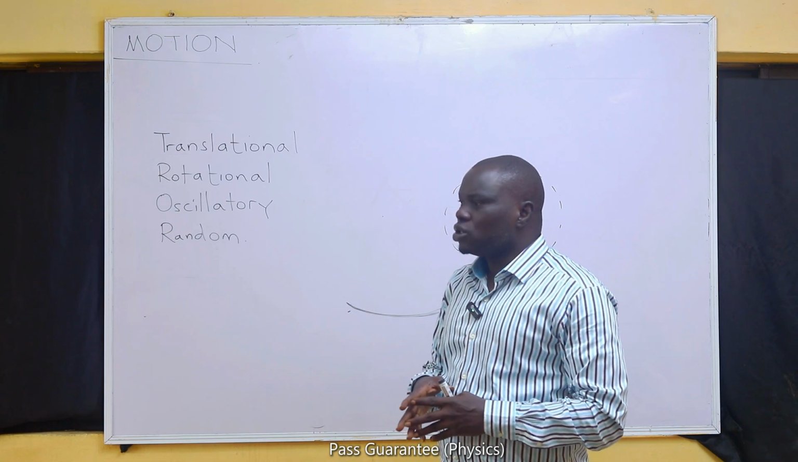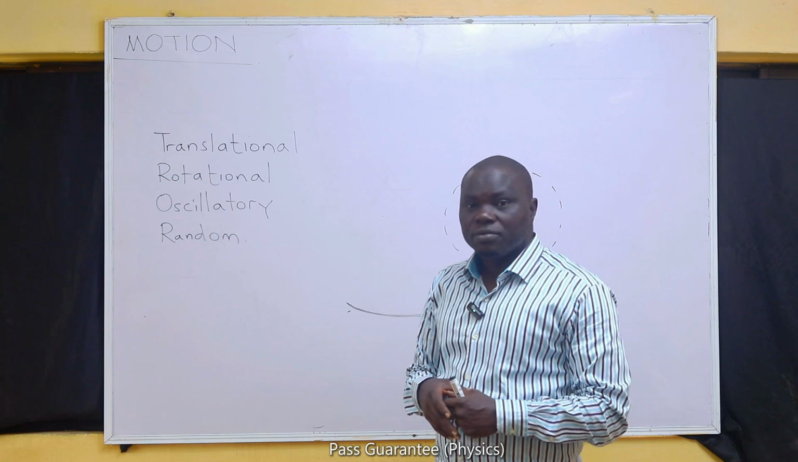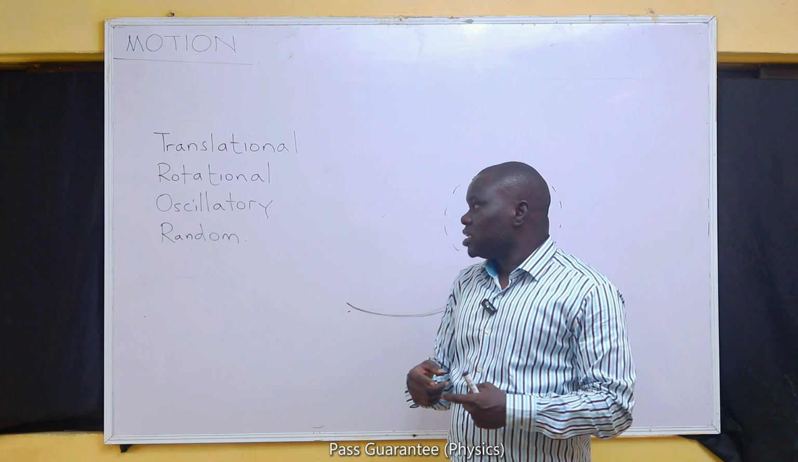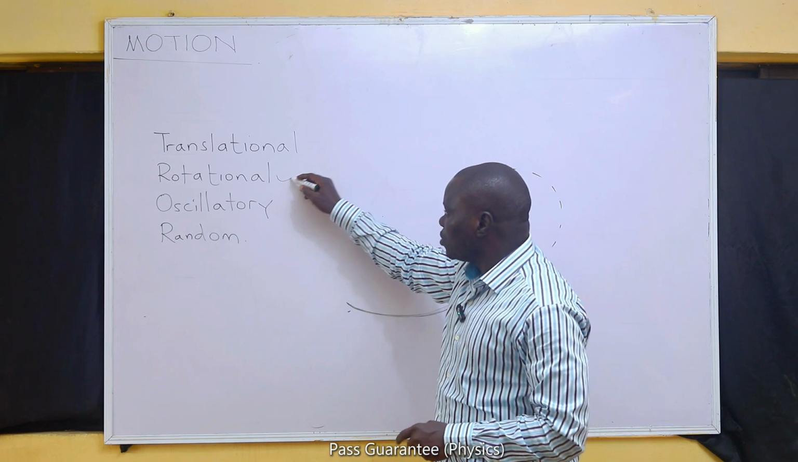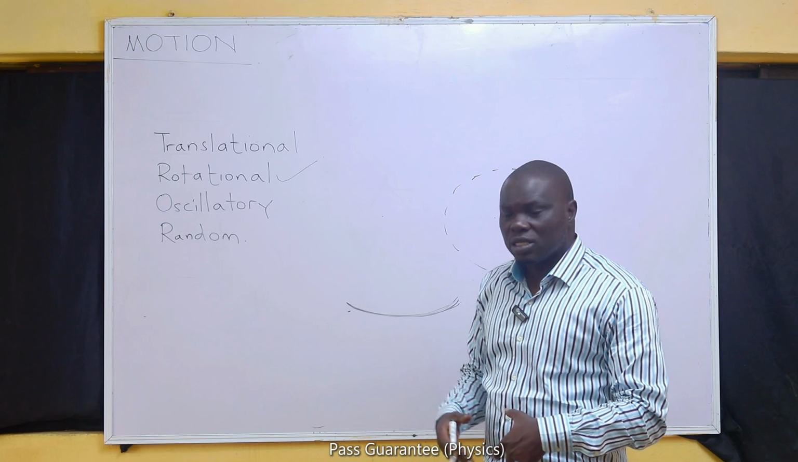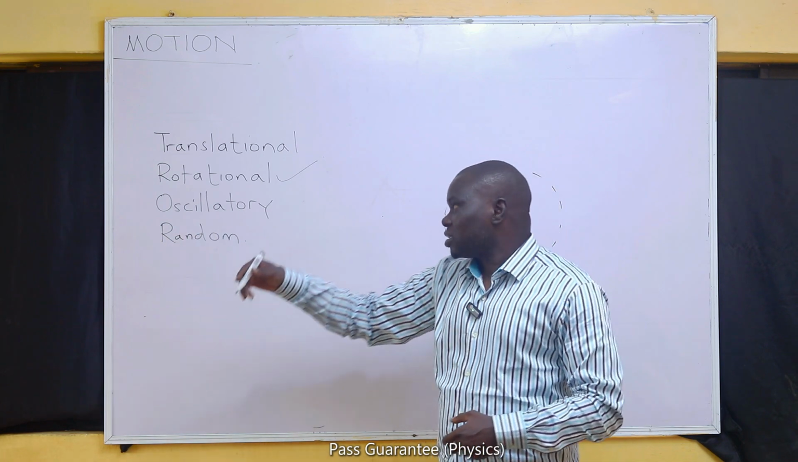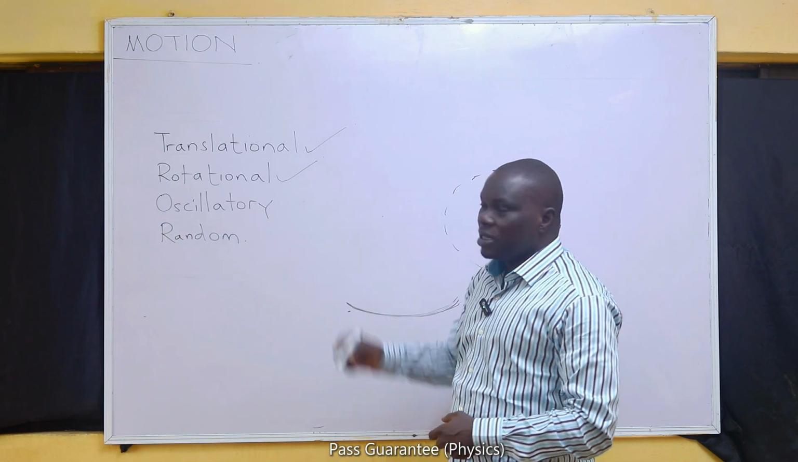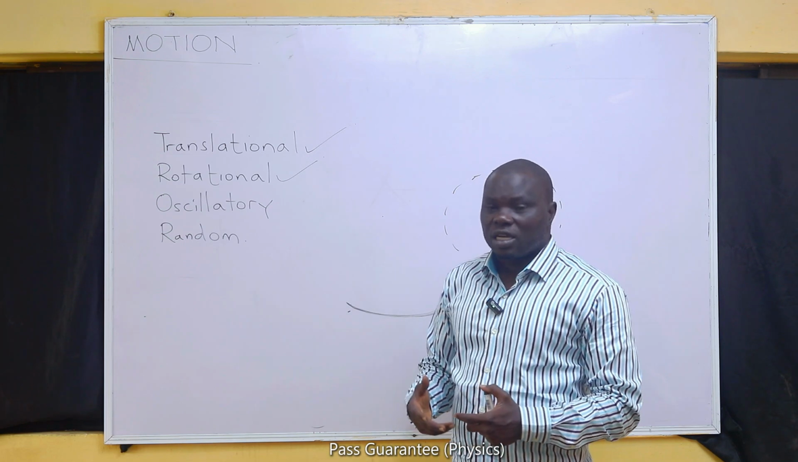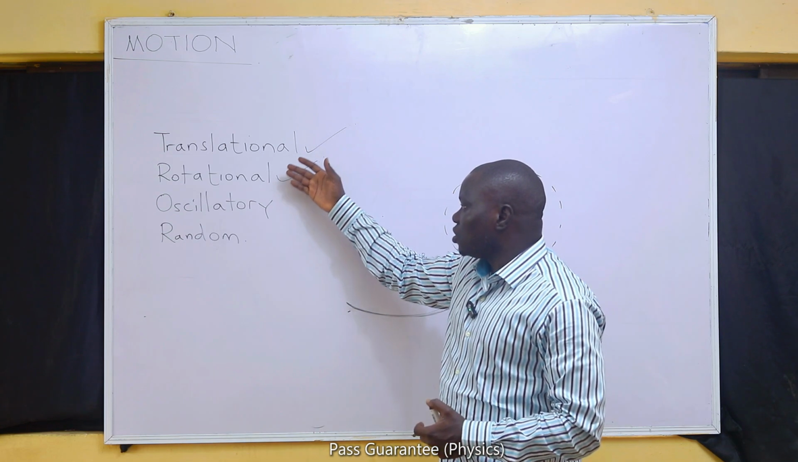When we consider the motion of the wheel of a motor car, while the wheel is rotating, we say that it is observing rotational motion. It is also moving the car forward. It is leaving a particular point and it is going to another point. So it is also having an element of translational motion. So the wheel of a car, for example, is observing translational motion and rotational motion.